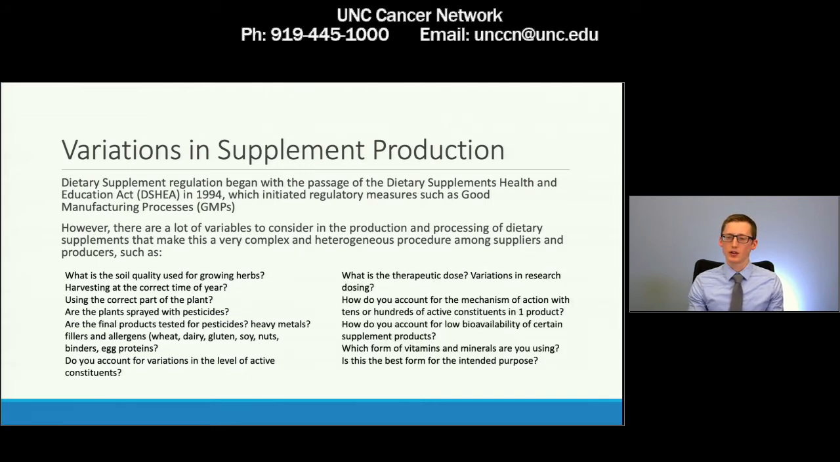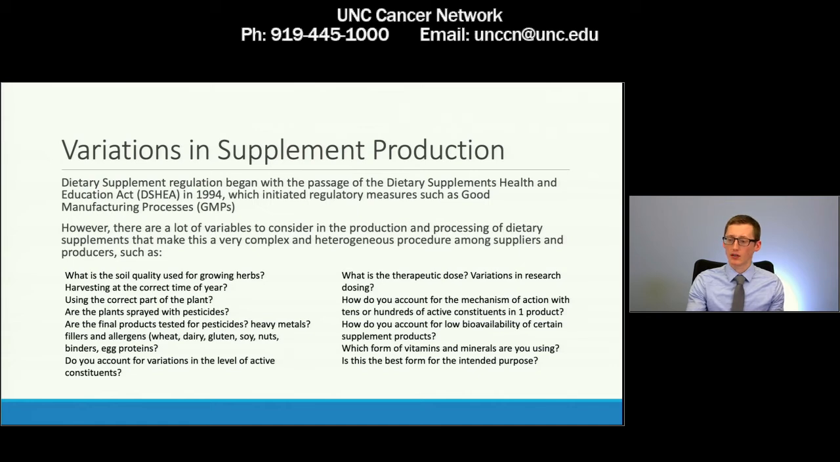What is the therapeutic dose? There's variations in research dosing, so how do you pick a dose to put in a capsule? How do you account for the mechanism of action when there could be tens or hundreds of active constituents in one product? So when you take one plant, a whole plant product, and you put it into a capsule, there's many different molecules within that plant that could be having an effect in the body. So are producers looking at these different constituents, and are they standardizing their products to these constituents?